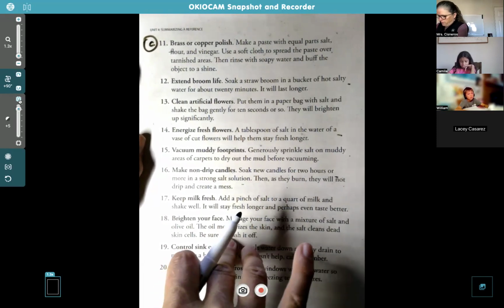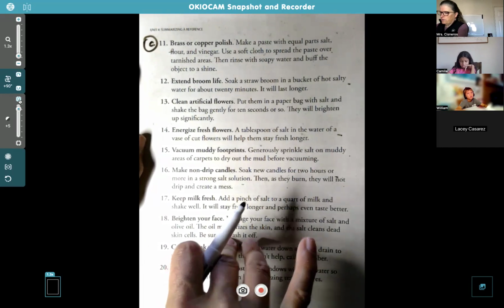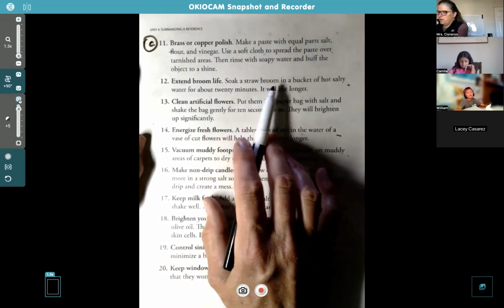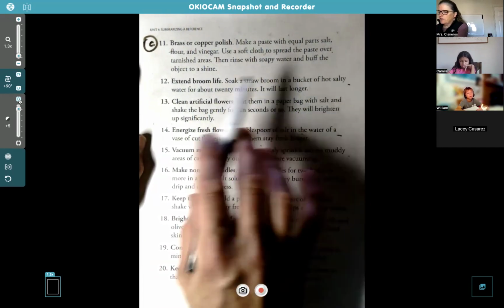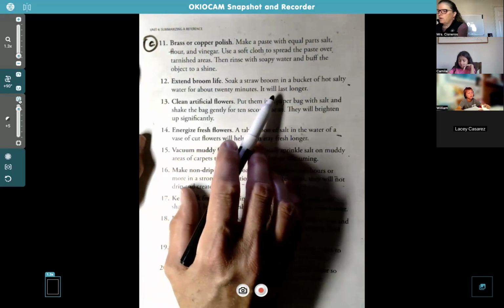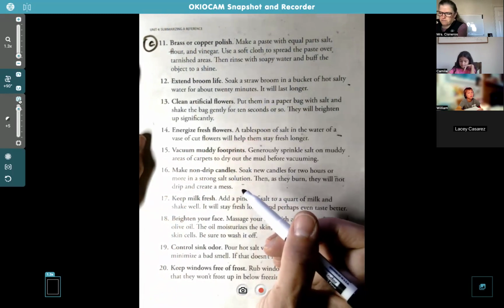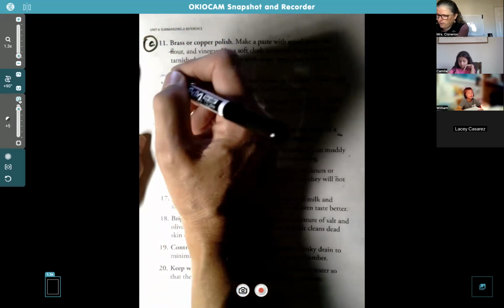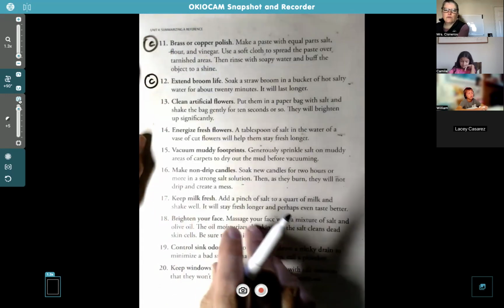Extend broom life. Soak a straw broom in a bucket of hot salty water for about 20 minutes. It will last longer. That's kind of a cleaning, to clean your broom.